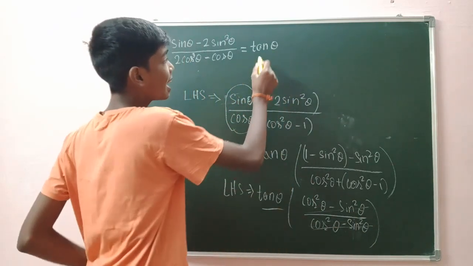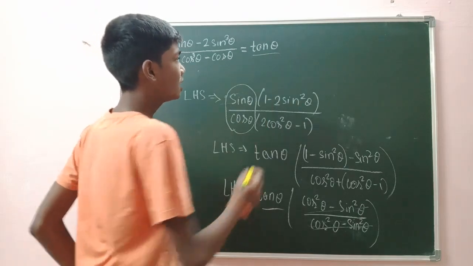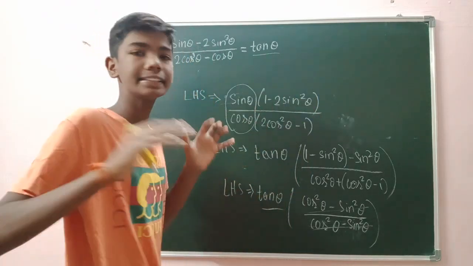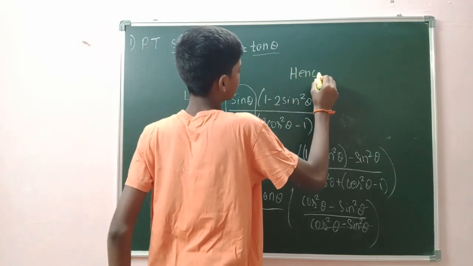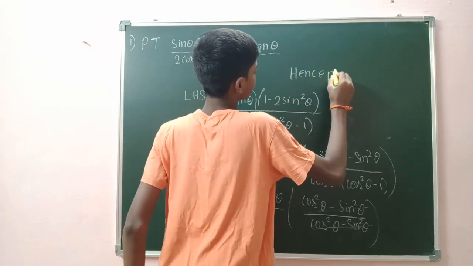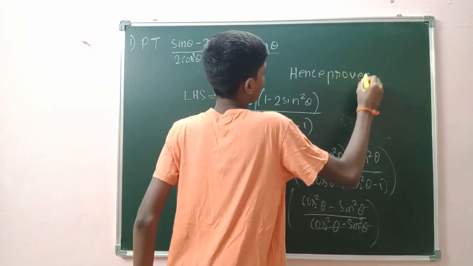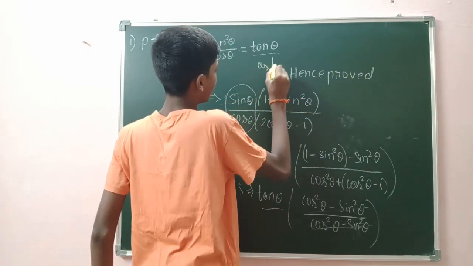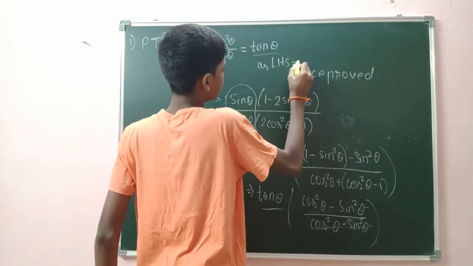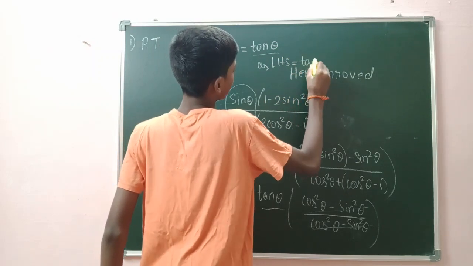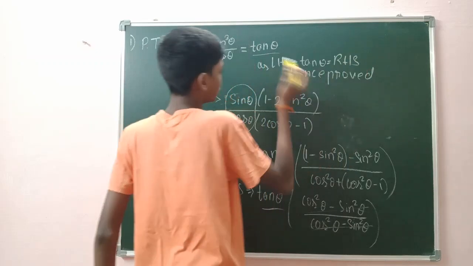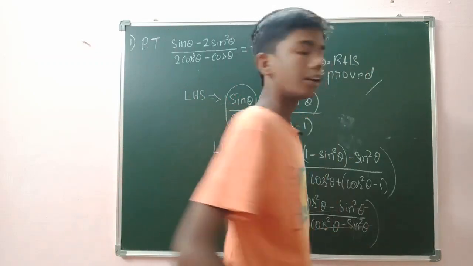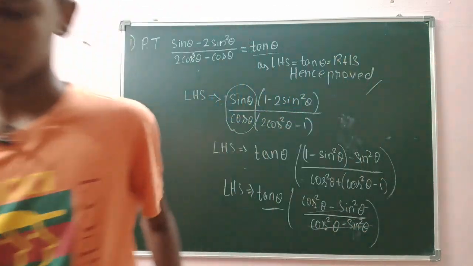And what is given in the RHS? Here also tan theta. So just write it in statement form, and therefore hence proved, as your LHS is equal to tan theta, which is equal to RHS. Okay, so this one is proved. Now let us move on to our next question.